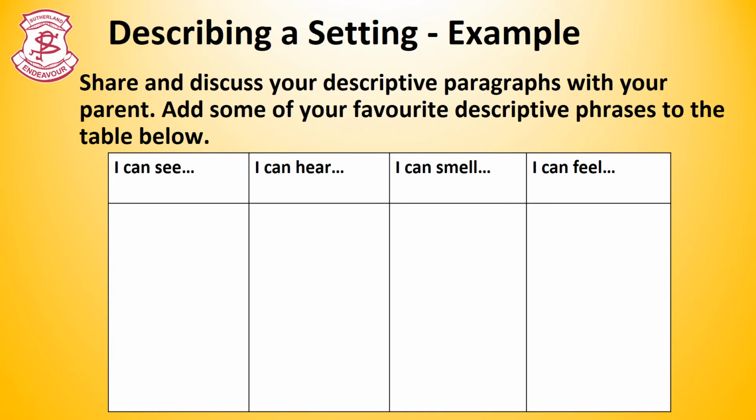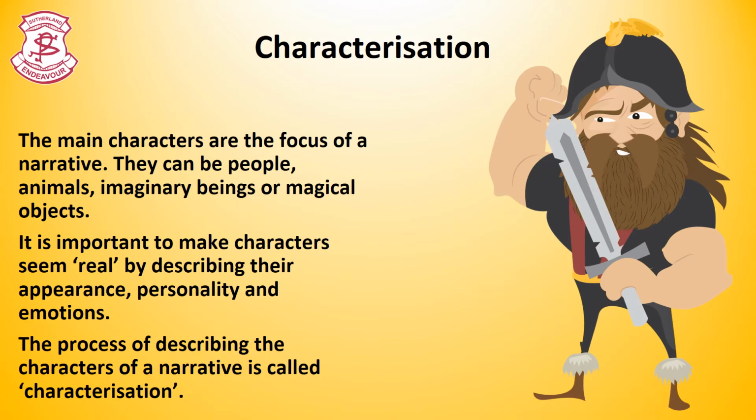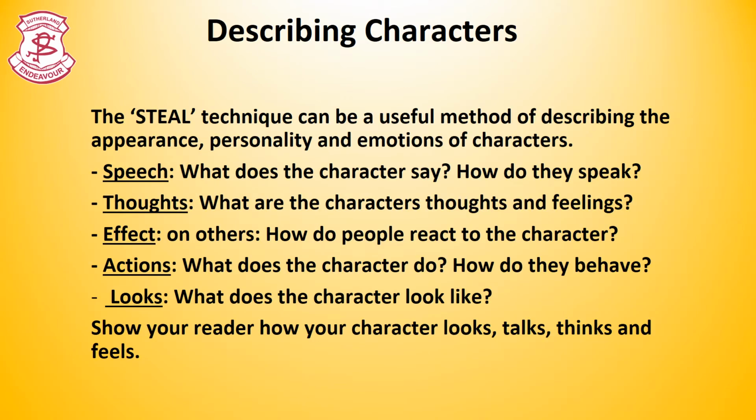This table can be used to practice. A character is a person, animal, being, creature, or thing in a story. Writers use characters to perform the actions and speak dialogue, moving the story along a plot line. Most stories have multiple characters who interact throughout the story. The STEEL technique can be a useful method of describing the appearance, personality, and emotions of characters.